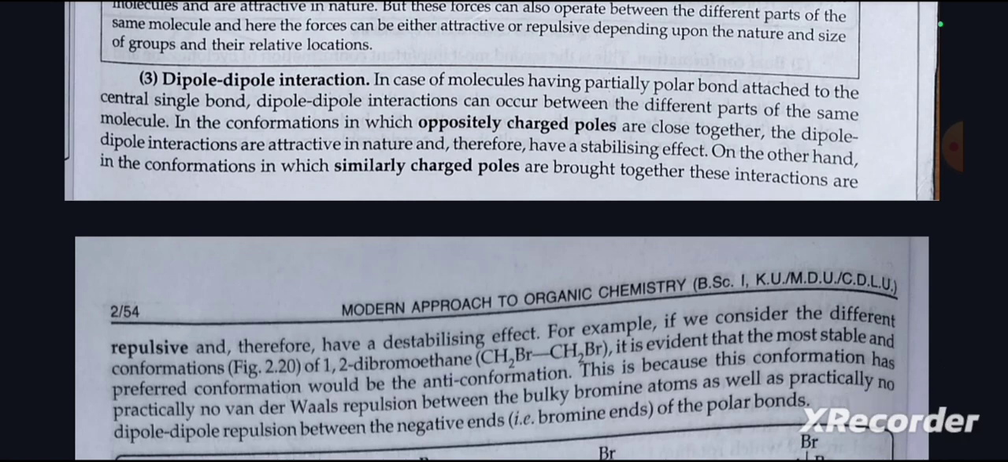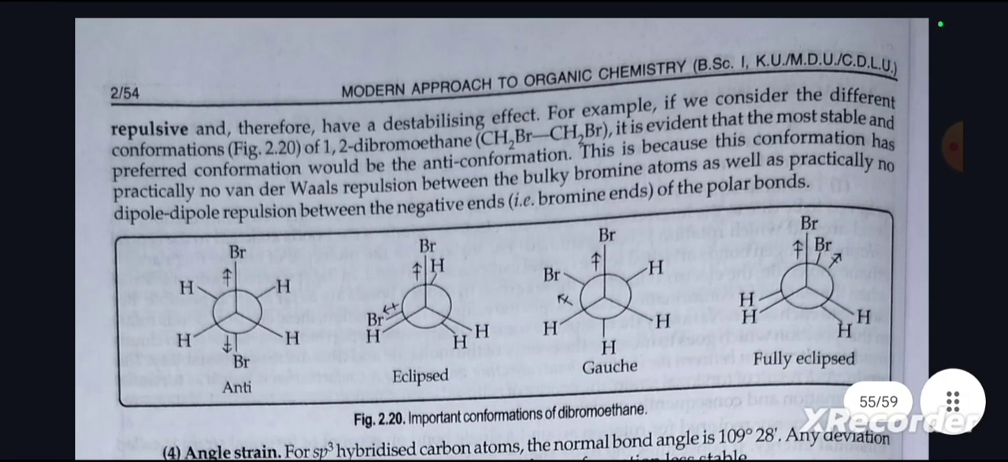Third, dipole-dipole interaction. In the case of molecules having a partially polar bond attached to the central single bond, dipole-dipole interaction can occur between the different parts of the same molecule in the conformations in which oppositely charged poles are close together. These dipole-dipole interactions are attractive in nature and therefore have a stabilizing effect. On the other hand, in conformations in which similarly charged poles are brought together, these interactions are repulsive and therefore have a destabilizing effect.